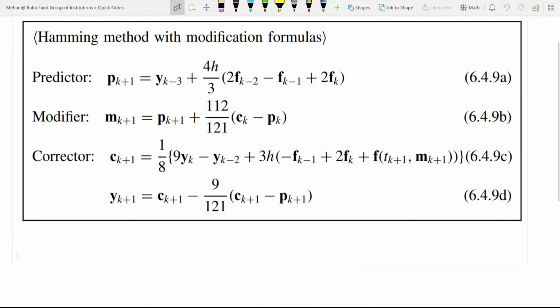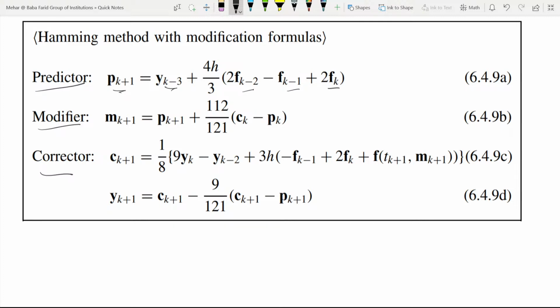Yes. So all the things will go in parallel. This is the predictor, then we have the modifier, then we have the corrector. And these steps are also involved in the Adams-Bashforth-Moulton method. Here also there is k minus 1, k minus 2 for k plus 1. And k minus 3 is also there.